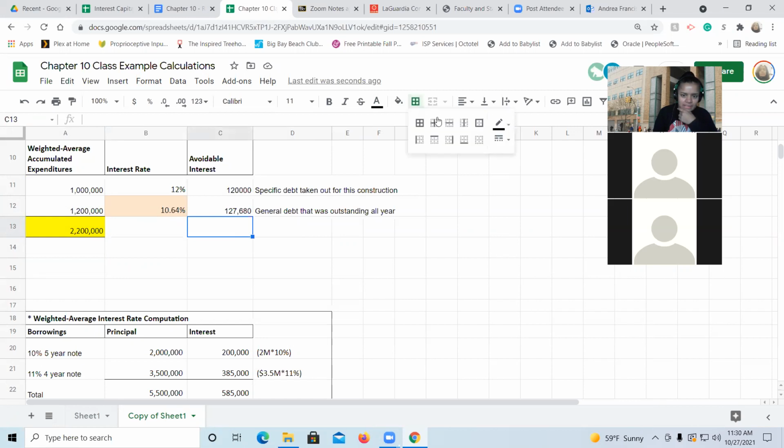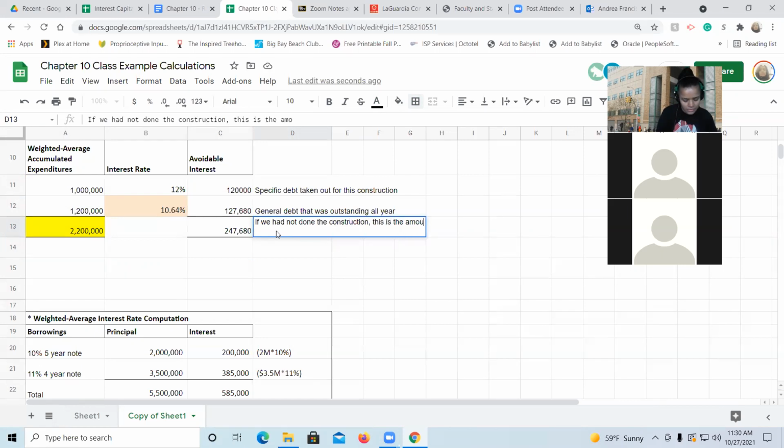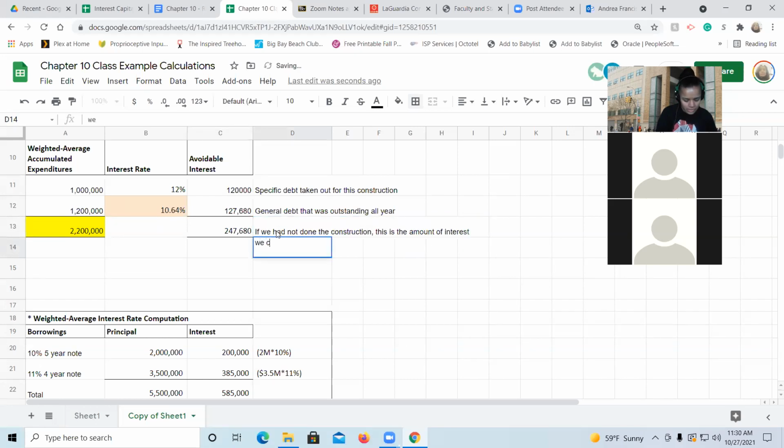So the avoidable interest, if we had never done the construction, we would have been able to save $247,680 on interest if we had not done the construction. This is the amount of interest we could have avoided, right? Because it's saying you maybe would not have taken out extra debt, and even the debt that you had outstanding, you wouldn't have used that money for this project.